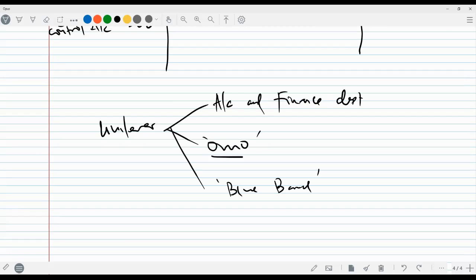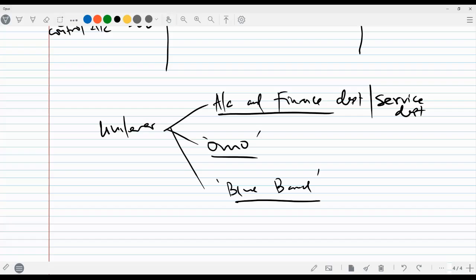Now these two are involved in production. They are involved in making products. And this department is there to serve. This is how it's defined as the service department, there to serve the Omo and the Blue Band departments and many others.